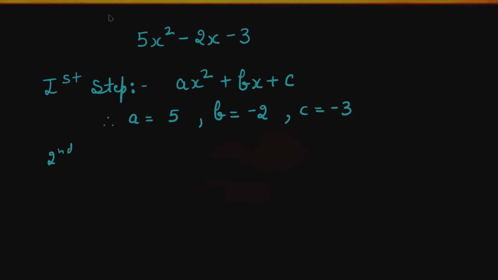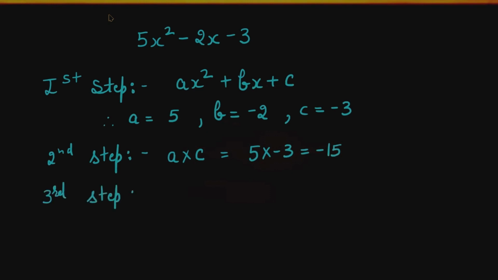Second step, multiply a and c. Therefore, 5 into minus 3 is equal to minus 15. Third step is we have to find as many factors of AC as possible. That means 15. So the factors of 15 can be 3 and 5, or 15 and 1.